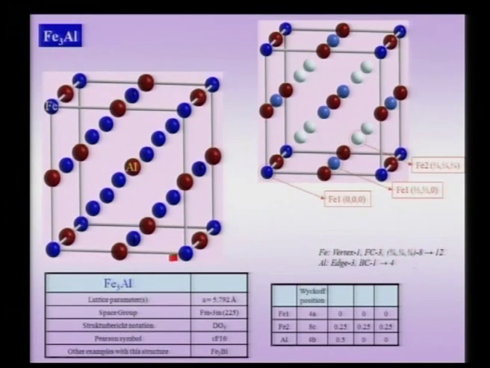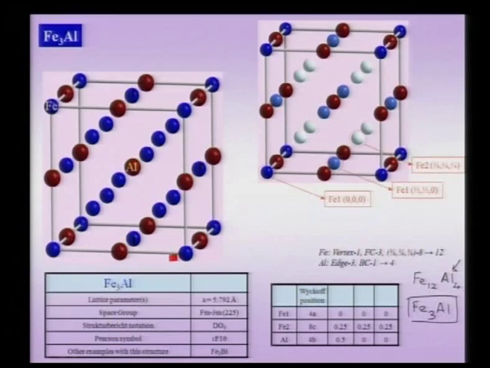So, I can write the chemical formula of this unit cell as Fe12Al4, and I reduce it by the common factors and make it Fe3Al. So, this is my reduced chemical formula, but if I want to use a complete chemical formula for the unit cell, I will have to write it as Fe12Al4.